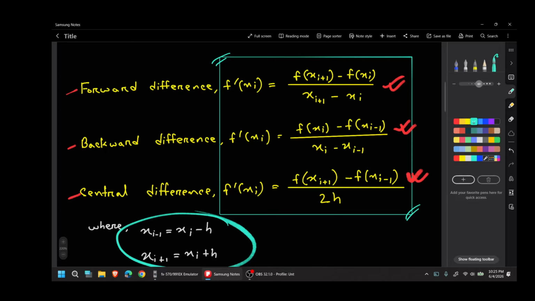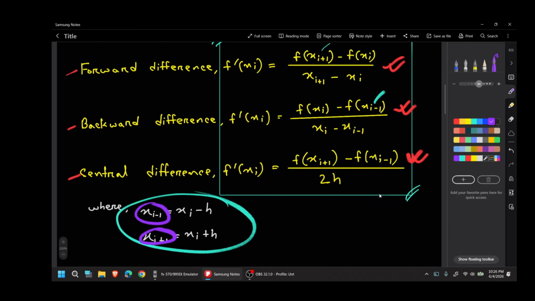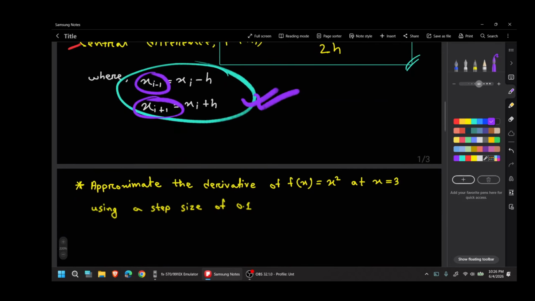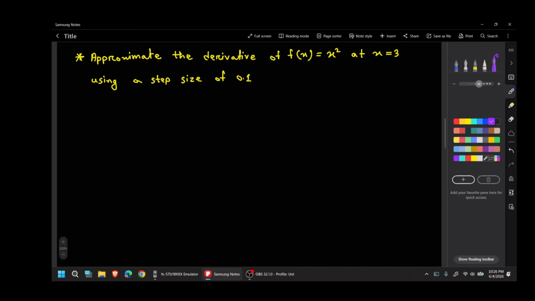And another thing is you have to find xi plus 1 and xi minus 1, and you will find these by these two formulas. So you have to also remember these two formulas. Let's check a mathematical problem. First of all, we have to write the formula. I want to start with forward.